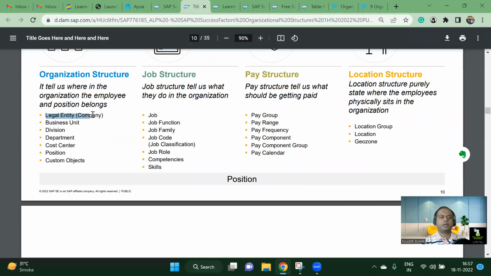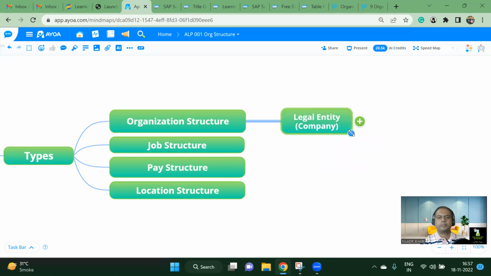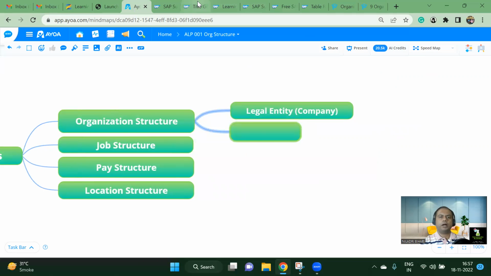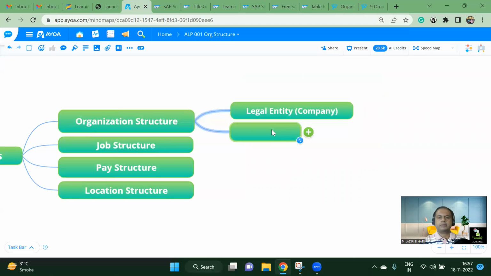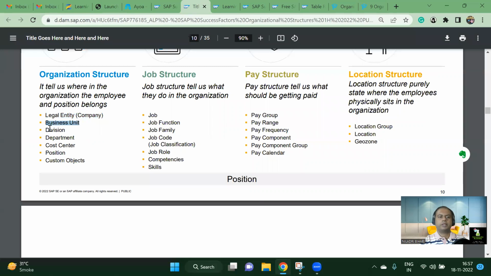In the org structure, what are the components? We have legal entities. Then we do have business unit. One of the tasks I can give you is to give some examples for all of it. So what is a legal entity, business unit? Then next one, we do have division, department, cost center.